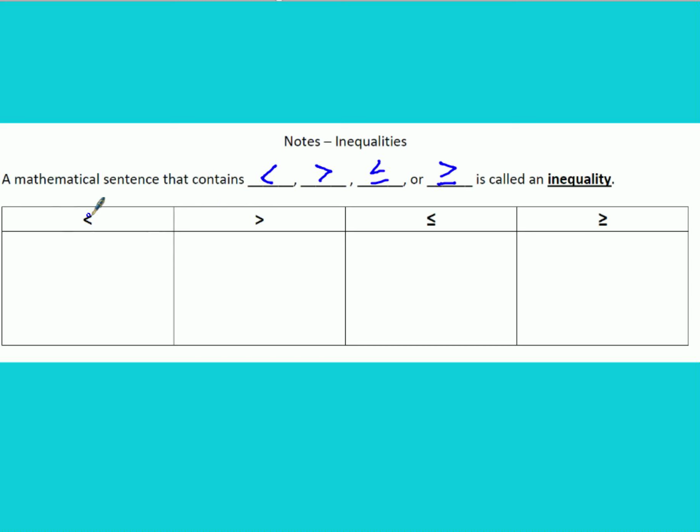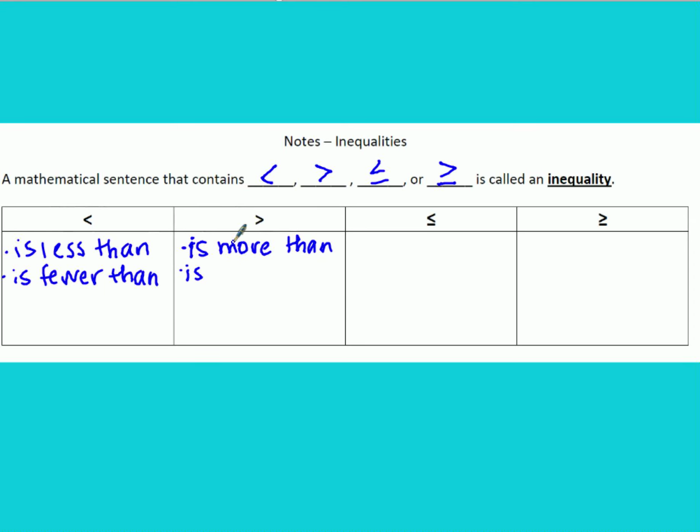When you see this symbol here with the little side of it pointing to the left, that's read as is less than, or you could see it as is fewer than. Those are two different ways that you can say that symbol. Now, alternatively, with the little side facing to the right here, we have is more than or is greater than. Both of those are going to be the common way that you'll see that.